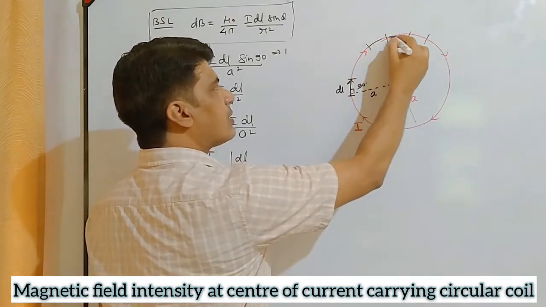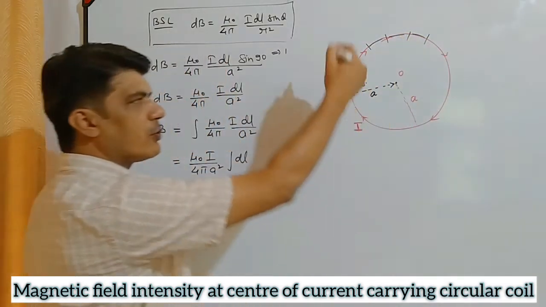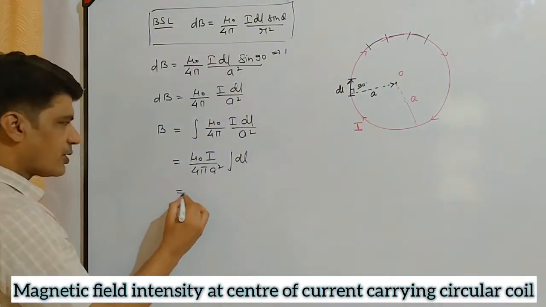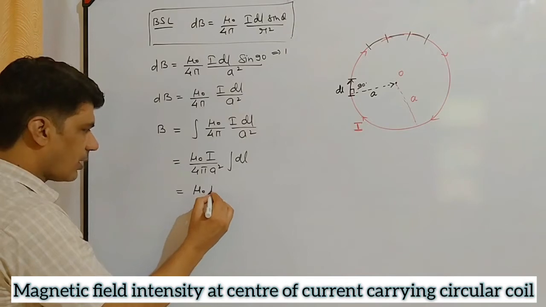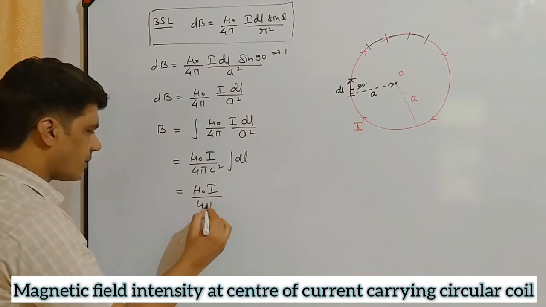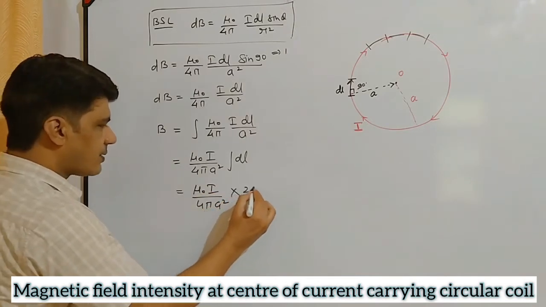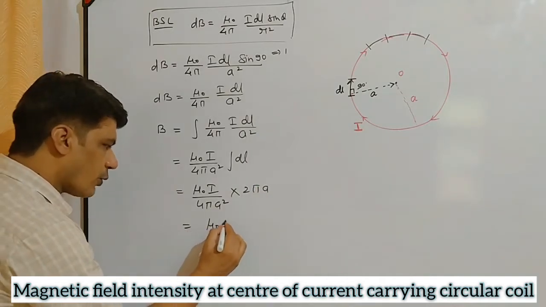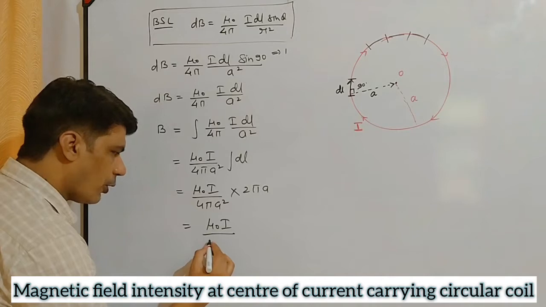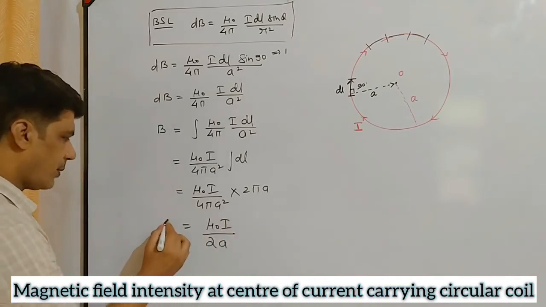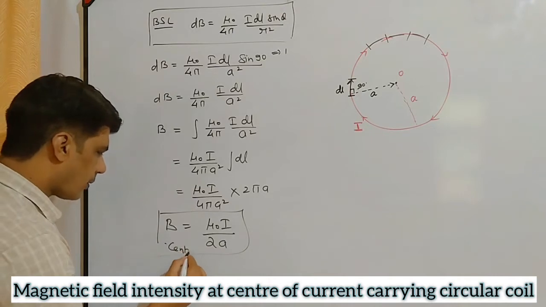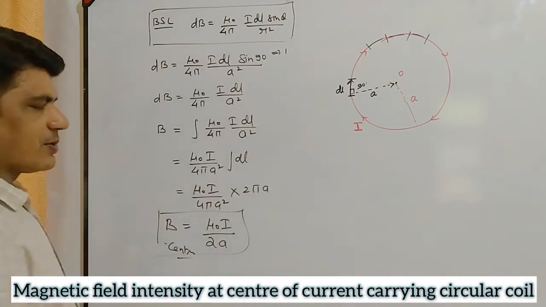and integration of dl means summation of all such small elements, the sum of all the small elements, which is equal to the length of the circle, and length of the circle is equal to its circumference, and circumference is equal to 2 pi a. If we solve this, we can write it as mu naught I upon 2a. Means the strength of magnetic field at the center of a coil is given by this relation.